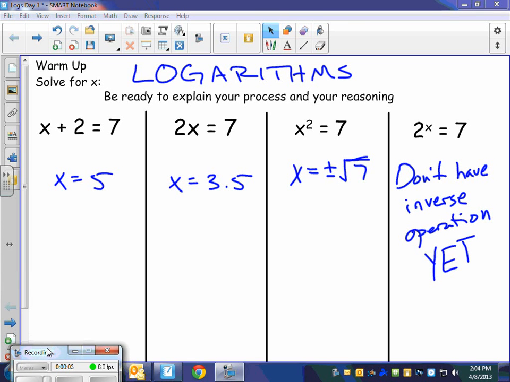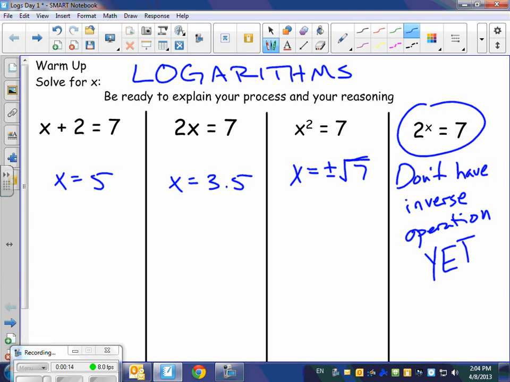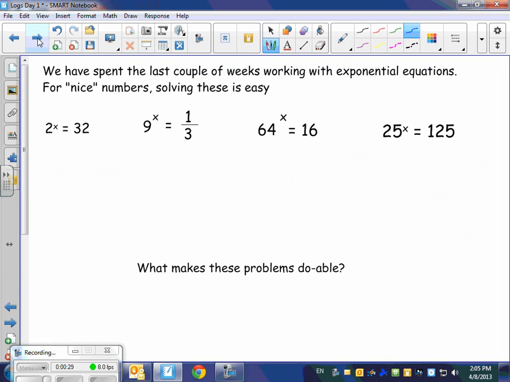All right, so we did a little bit of a warm-up, and we found inverse operations for this stuff, and we came to the conclusion that this operation should have an answer, but we don't know it. We compared it to something where we do know the answer. The only limitation right now is that we don't have an inverse operation for this yet. So the whole point of today is to introduce you to this inverse operation, which is called a logarithm.